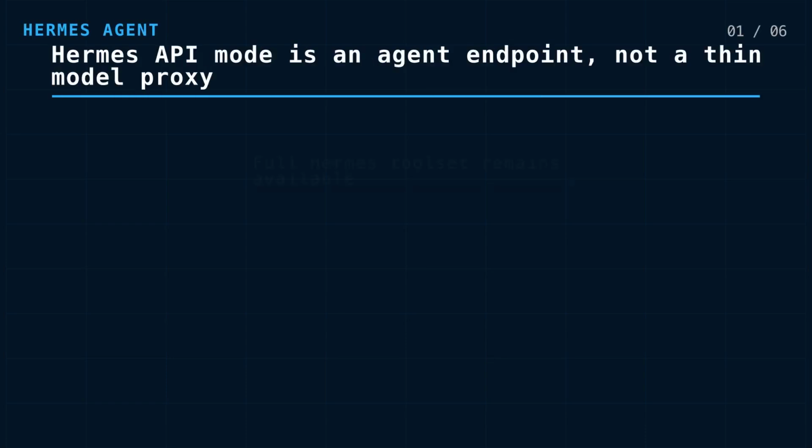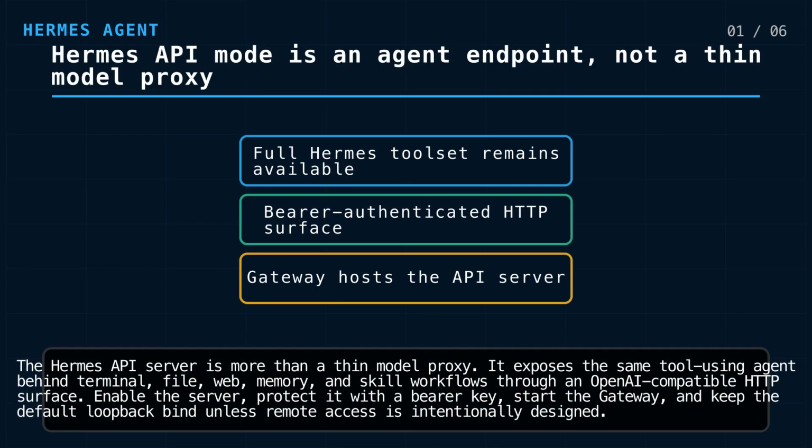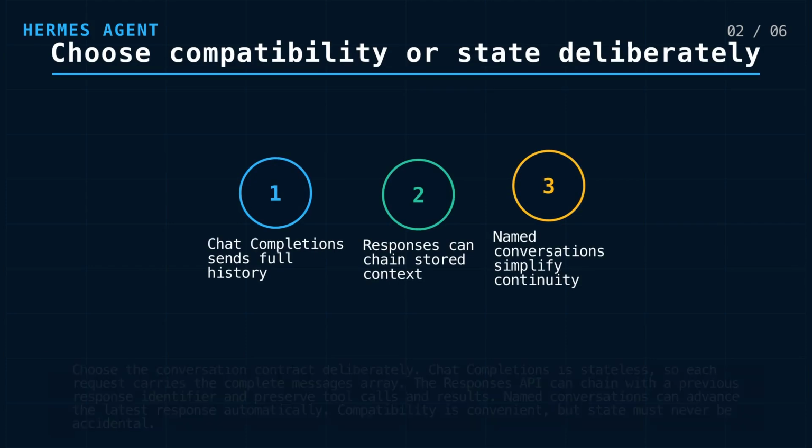The Hermes API server is more than a thin model proxy. It exposes the same tool-using agent behind terminal, file, web, memory, and skill workflows through an OpenAI-compatible HTTP surface. Enable the server, protect it with a bearer key, start the gateway, and keep the default loopback bind unless remote access is intentionally designed. Choose the conversation contract deliberately.